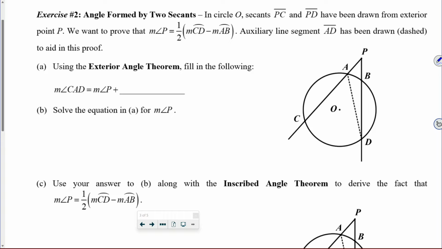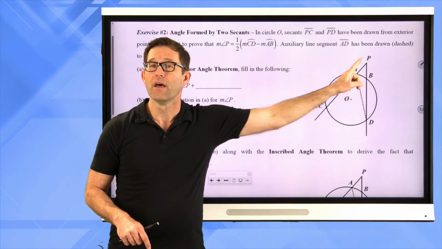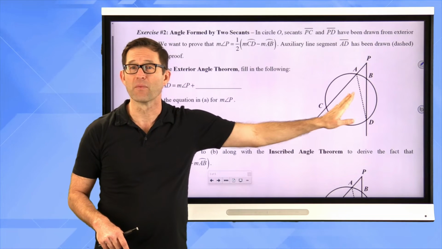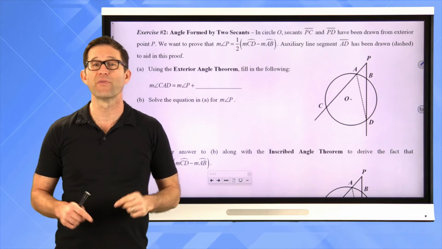The angle formed by two secants. In circle O, secants PC and PD have been drawn from exterior point P. We want to prove that the measure of angle P is equal to 1/2 the measure of arc CD minus the measure of arc AB. Auxiliary line segment AD has been drawn, dashed, to aid in this proof. All right, so we've drawn these auxiliary lines many times before. If we're normally doing a problem like this, that line's not even drawn in there, but it's going to be drawn in to help us with this proof.